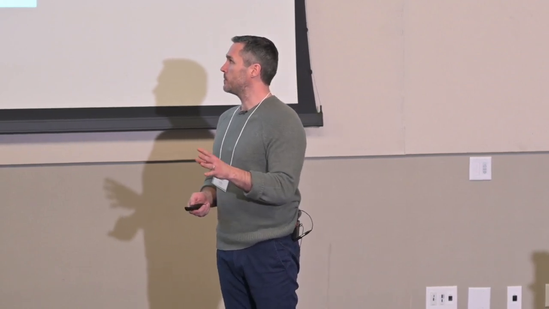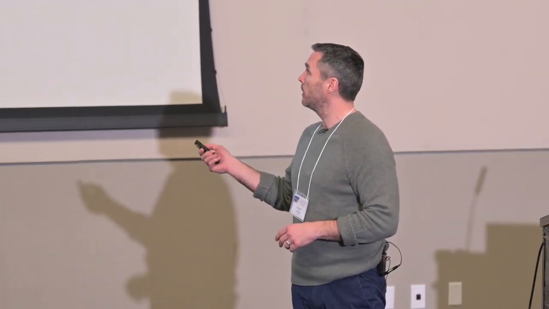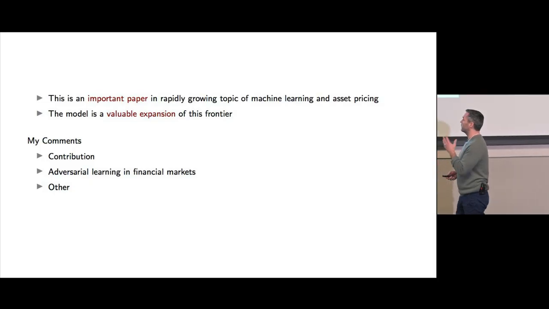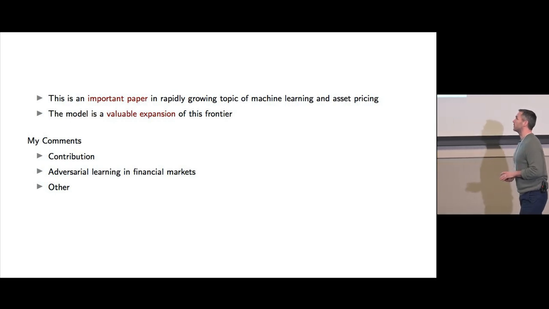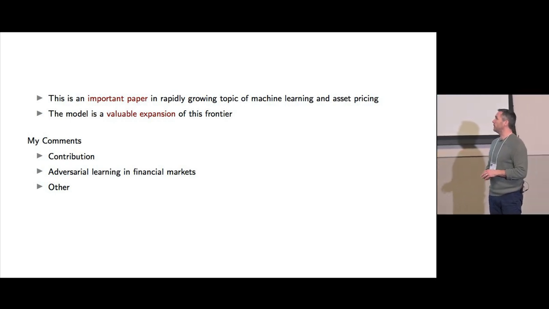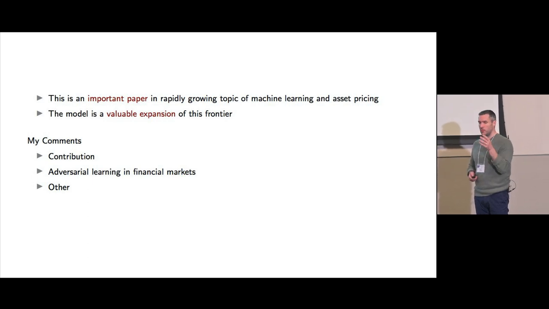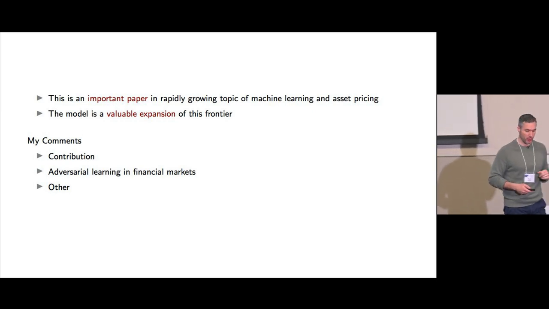All right, so that's big picture motivation. I think this is a very important question that Marcus is working on, all right? It's an important paper in an important area, in my view. And I think the model that Marcus brings to the table is a very interesting and valuable expansion of the frontier that's already started to develop in the literature, okay? I could spend a lot of time talking about this, but I'm going to spend my comments really on one main substantive point in the model.